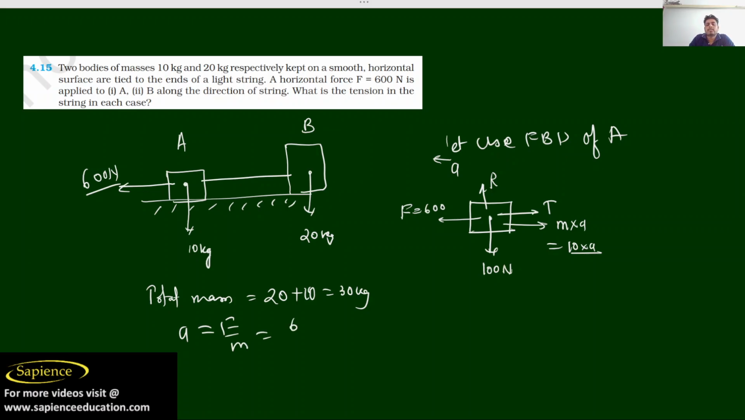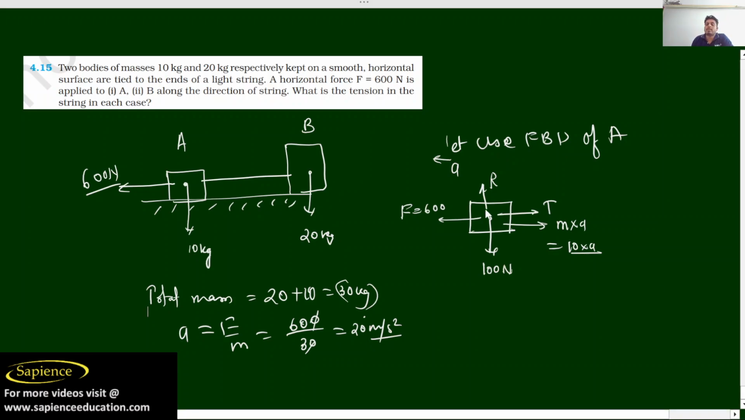So what is the force? Force is 600, and the mass is 30 kg, so this will be 20 meter per second square. Total mass is 30 kg, and total force is 600, so this will be 20 meter per second square. Now I will talk about the acceleration of this particular object. Acceleration will be in this direction, and this is equal to 20 meter per second square.